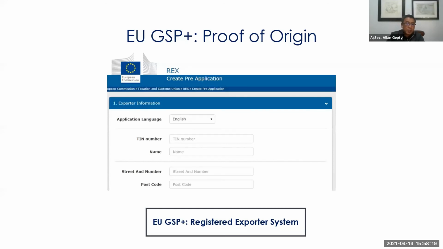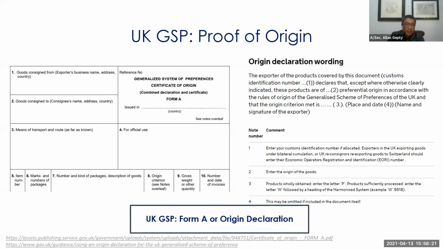Now, for UK GSP proof of origin, the requirement is that you have to submit the GSP Form A, and the same does not need to be stamped or signed by an authority designated by the GSP beneficiary country. Or you can also comply by submitting an origin declaration on an invoice, packing list, or consignment note, which must include information that allows the identification of an originating product. Both of these proofs of origin, the GSP Form A and the origin declaration, have a validity of 2 years from their date of issuance.